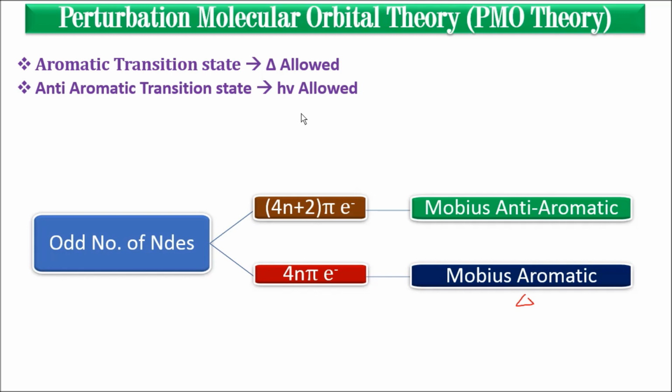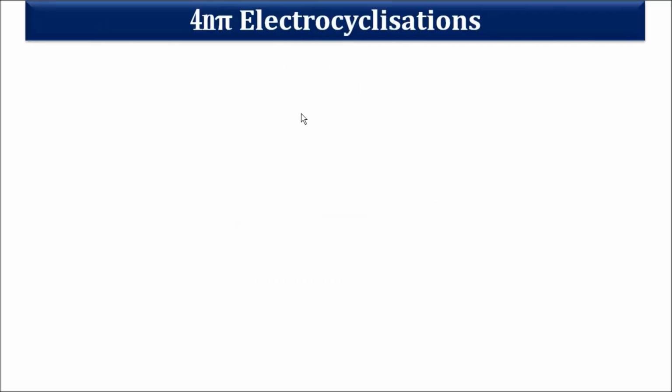Let's explain 4n pi electrocyclisation reactions based on PMO theory. So the reaction: 1,3-butadiene, this bond shifts here, and from the bond shifting we get a sigma bond; the bond shifting here, we get a new pi bond. So 1,3-butadiene forms a cyclic transition state. This is converting into cyclobutene.